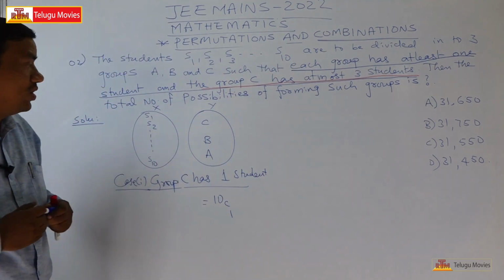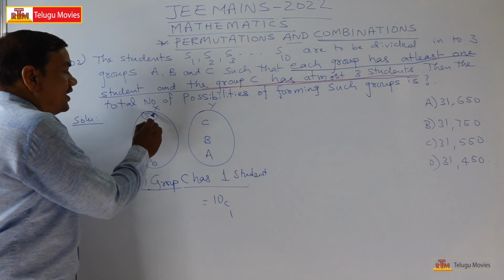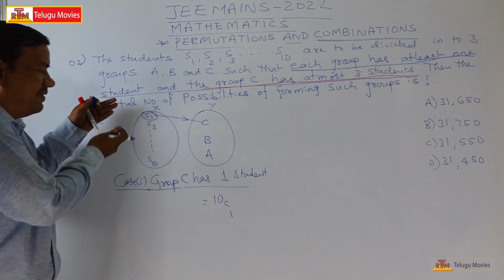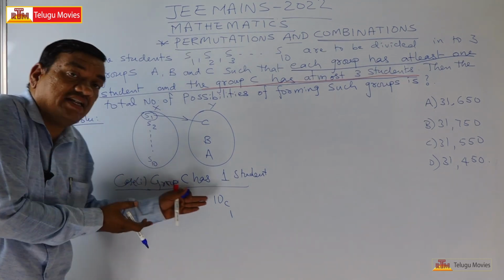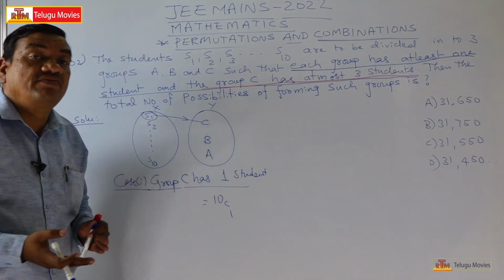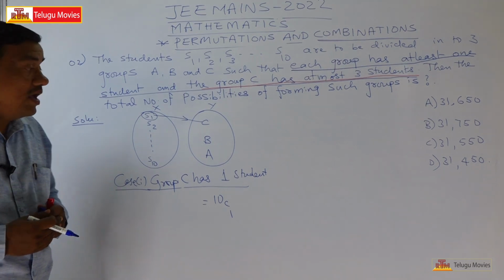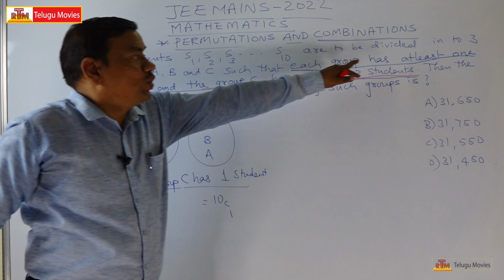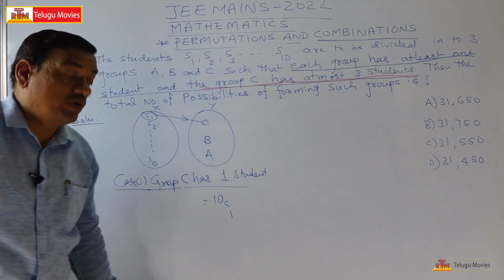Now, let us take that 1 student is allotted to group C, any 1 student, maybe S1 or maybe S2. This can be done in how many ways? 10C1 ways, that is 10 ways. Coming to B and A, it is already given that each group has at least 1 student.